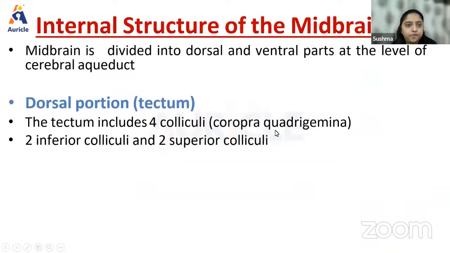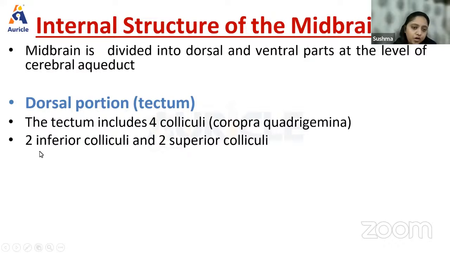Okay. Then the internal structure of the midbrain. Suppose I'm cutting the midbrain into two, it is divided into dorsal and ventral parts by the aqueduct of Sylvius. The dorsal portion is what is called the tectum, and the tectum obviously contains the 4 colliculi called the corpora quadrigemina.